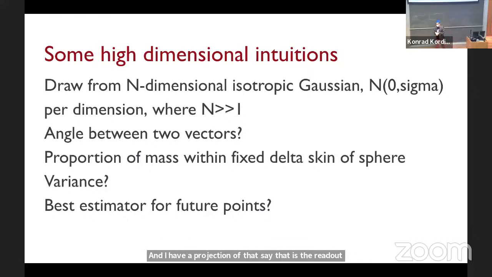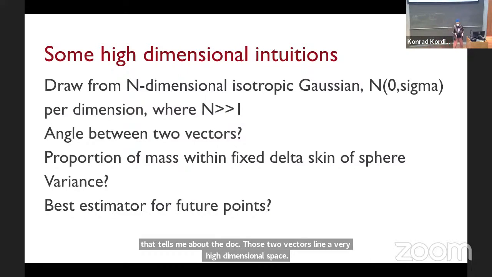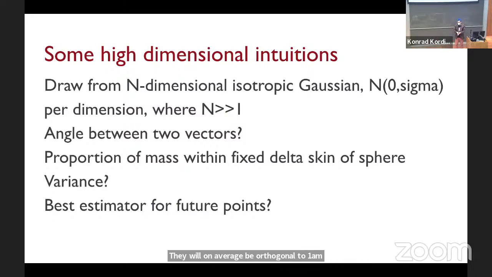And I have a projection of that, say, that is the readout that tells me about the dog. Those two vectors lie in a very high dimensional space. They will, on average, be orthogonal to one another. In fact, as we go towards high dimensional spaces, they're essentially orthogonal with probability 1, which means that learning one thing has only a weak influence on learning other things in neural networks. And that is the key to being able to learn anything. The vector that I have in any weight, in any layer, if I learn something, that vector will be a little different.